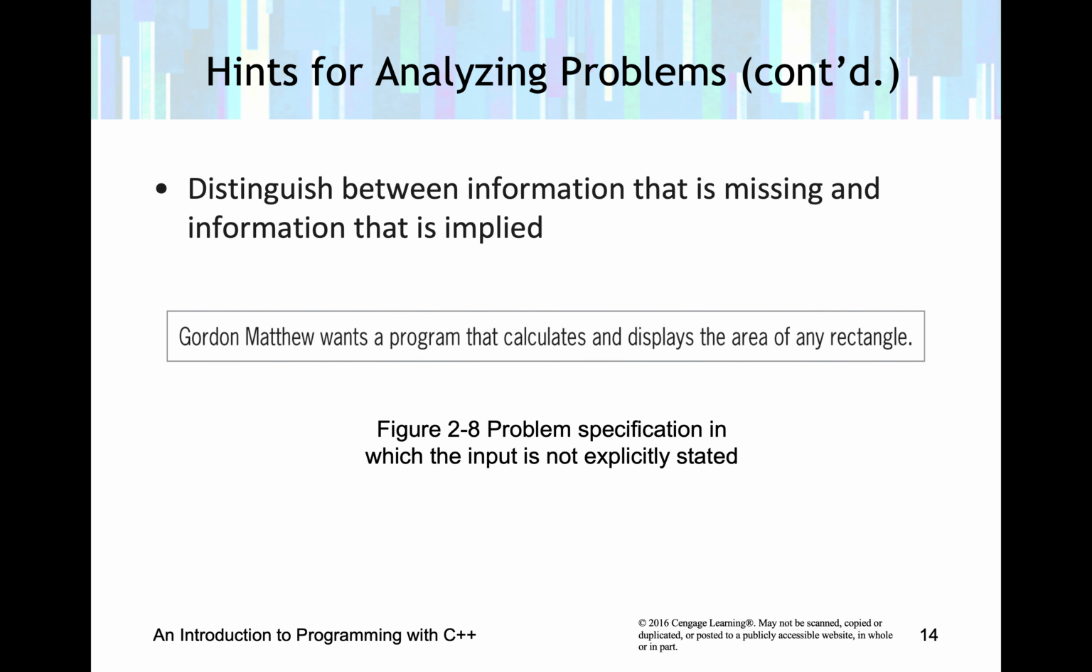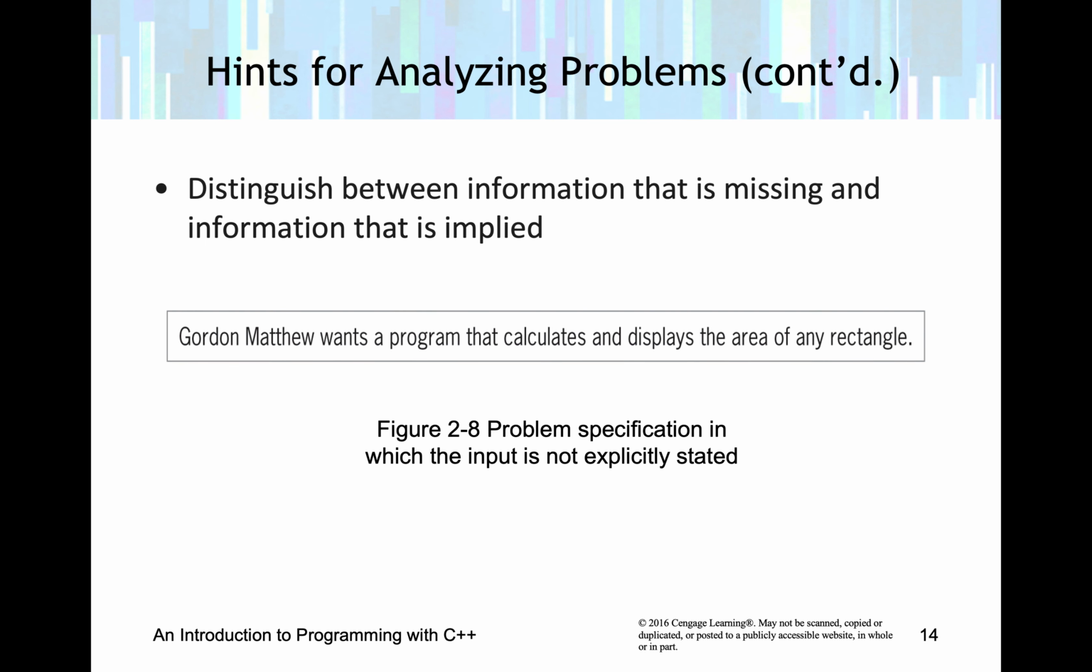This one says distinguish between information that is missing and information that's implied. So it says Gordon wants a program that calculates and displays the area of any rectangle. For this program, they've given you everything that you needed, because to calculate the area of a rectangle, there's already a formula for that.